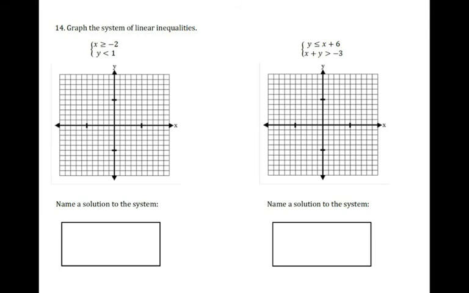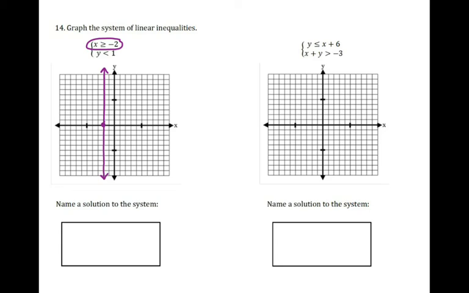Okay, last set of problems. Graph the system of linear inequalities. So I'm going to go ahead and do this first one. x is greater than or equal to -2. I'm going to go to -2 on my x-axis. This is going to be a closed circle because it has the or equal to. And anytime I have x equals a number, that's going to create a vertical line.